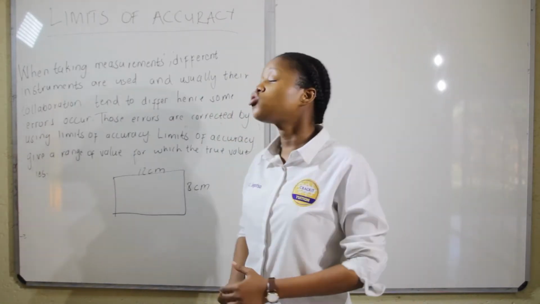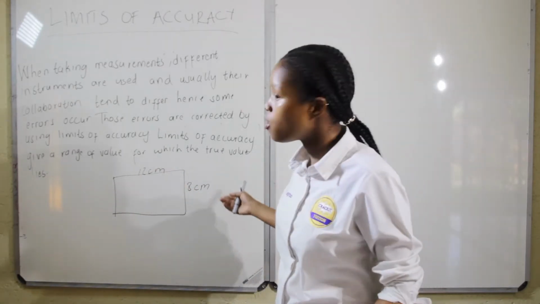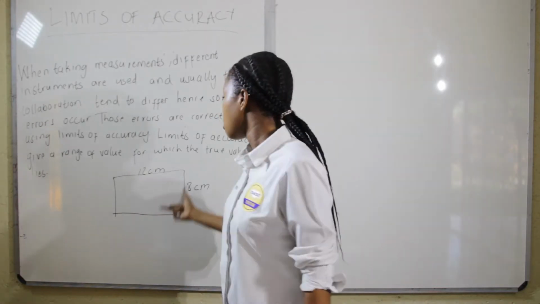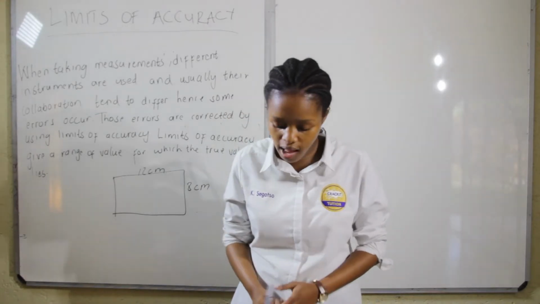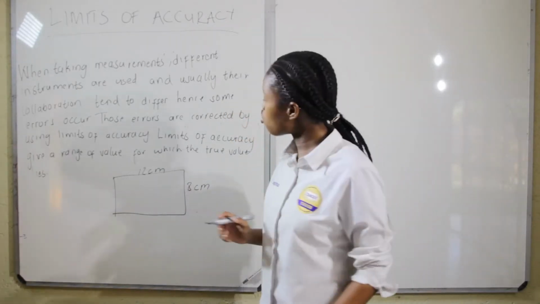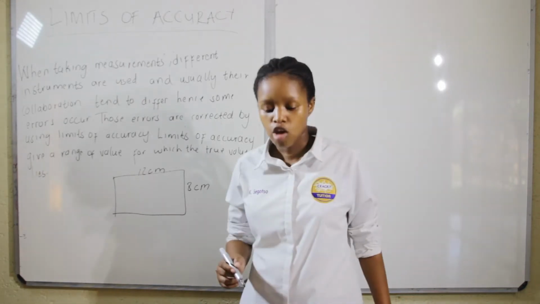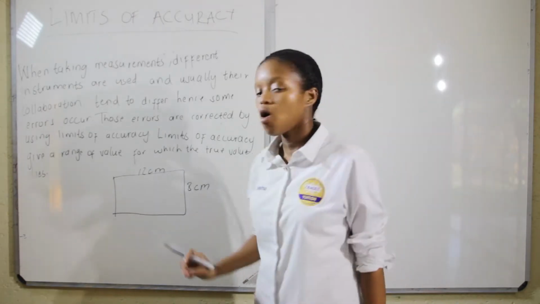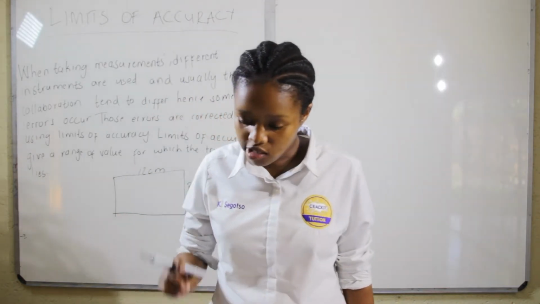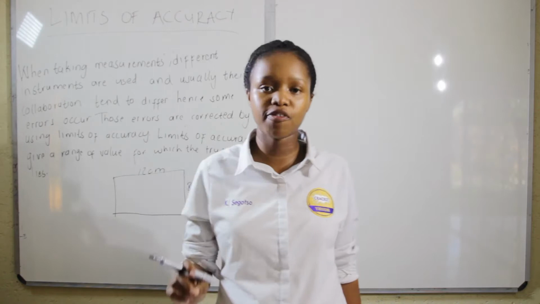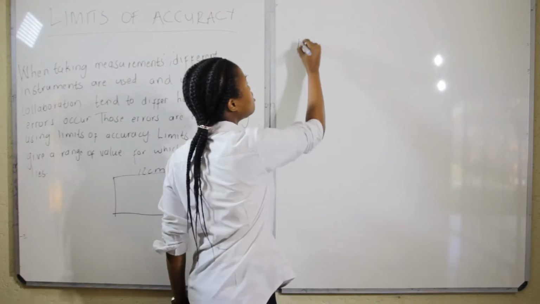So what are you going to do? You're going to state the upper limits for the length and the upper limits for the width, and then we're going to state the lower limits for the length and the lower limits for the width. So what we are going to do right now is attempt this question. Our length, as we already know, is 12 centimeters and our width is 8 centimeters. When you are looking for the limit of accuracy, the first step is to find the possible error, by considering the next value after the specific value that you're given. For example, your length is 12 centimeters.